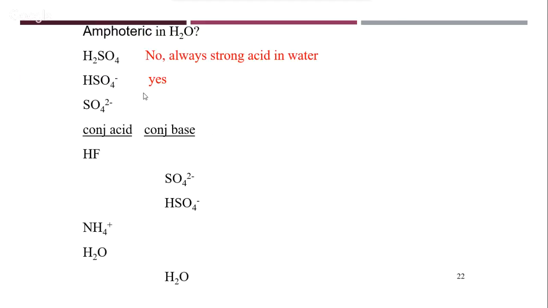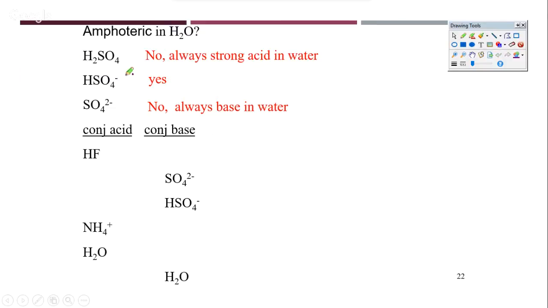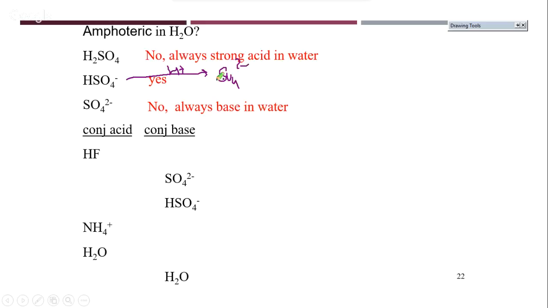Right, and SO4 2 minus is actually always basic, because it will only be taking up H plus. It cannot really give out any H plus. So HSO4 minus can give out H plus to form SO4 2 minus, and therefore it is acidic in nature. But at the same time, it can take in H plus to form H2SO4. So it is also basic in nature, and hence HSO4 minus is an amphoteric substance.